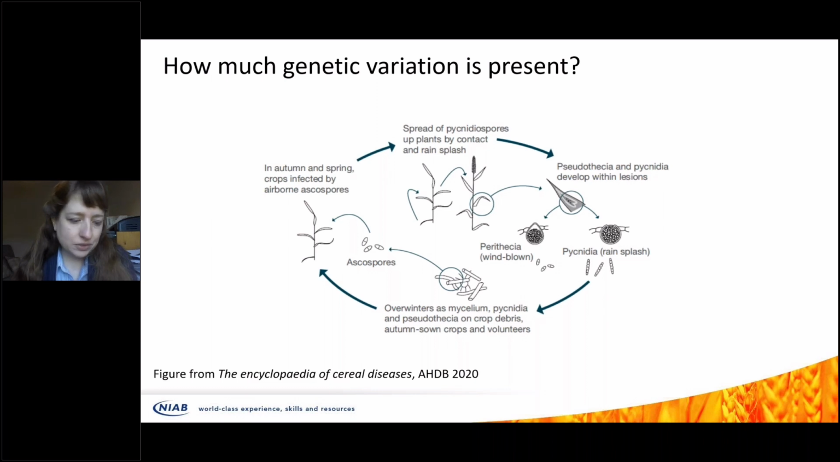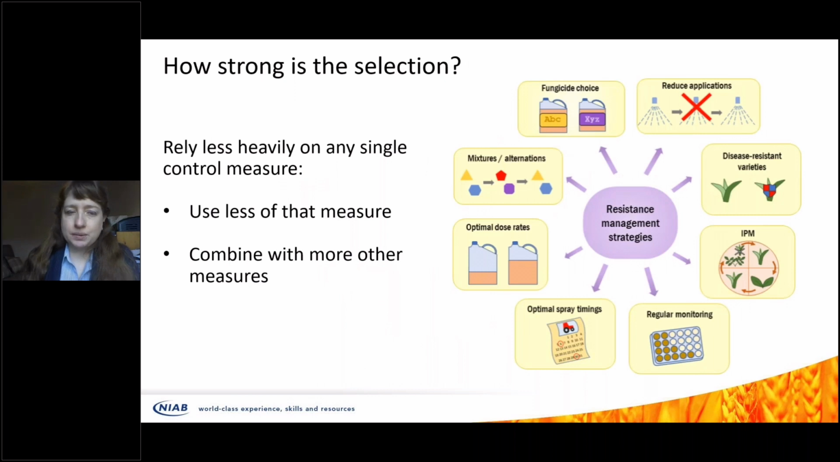So you've got this new variation from reshuffling the genes once a year with the ascospores, and then we've also got this polycyclic disease with all these multiple clonal cycles building up to large populations. This combination means there is a lot of genetic variation. So this makes it high risk, and there's not so much we can do about those risk factors. But the strength of the selection is the part where management can make a difference.